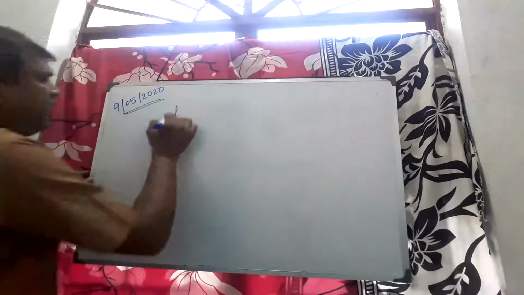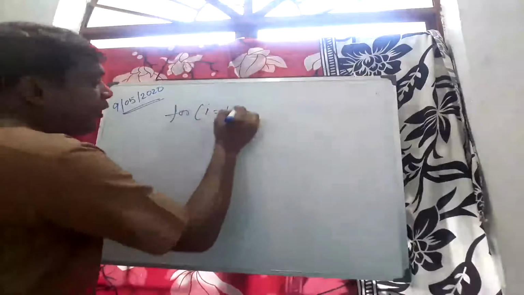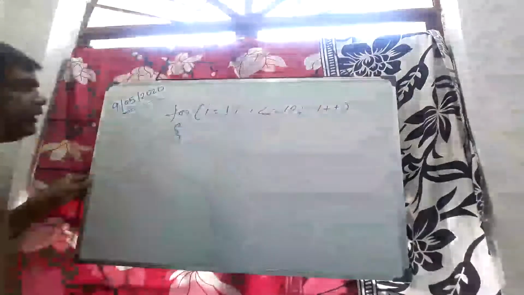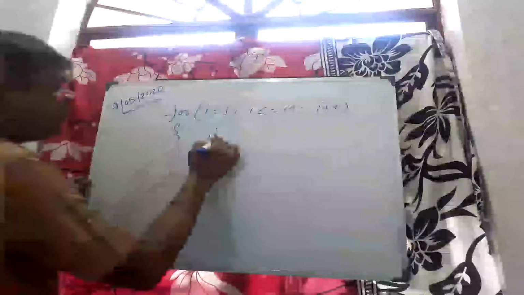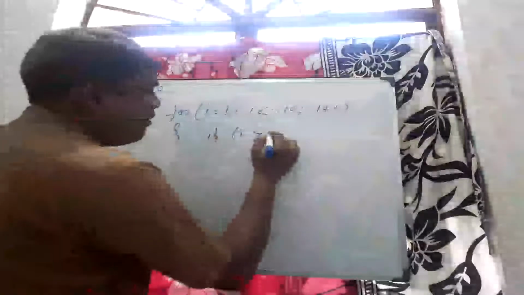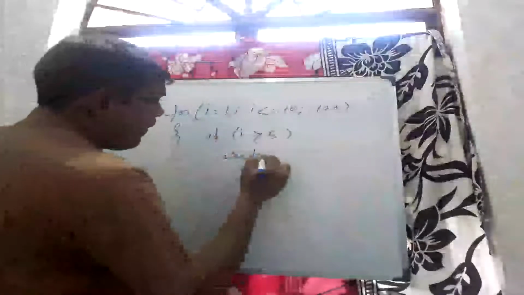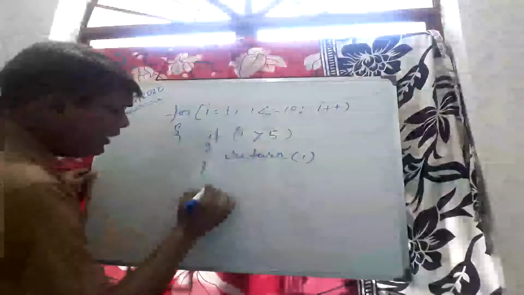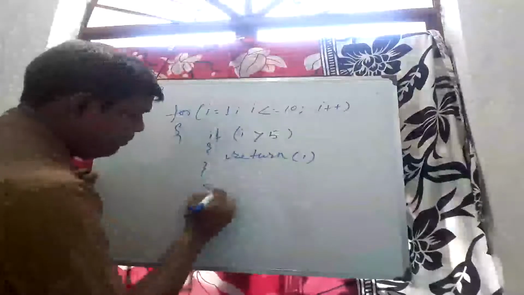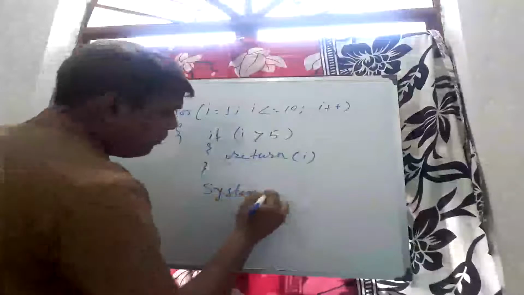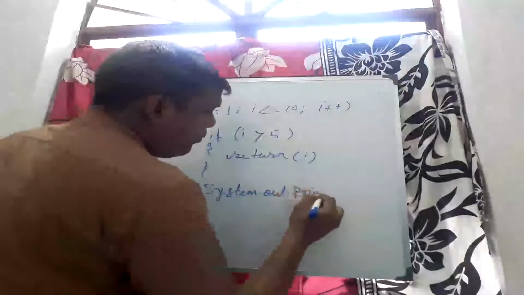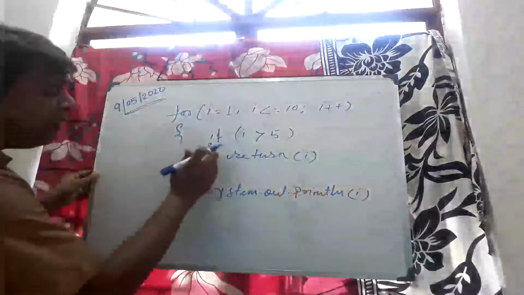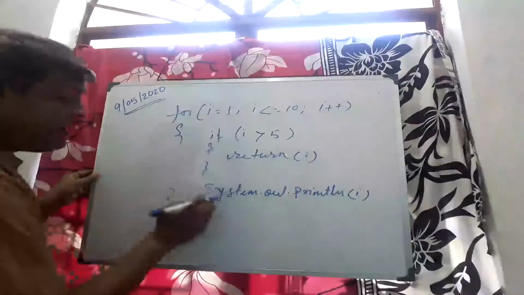Clear? Let's take an example. For i = 1, i <= 10, i++. Here I am writing if i > 5, then it will return i. And if this condition is not true, then System.out.println(i). This statement is not in the if block. This statement is out of the if block.